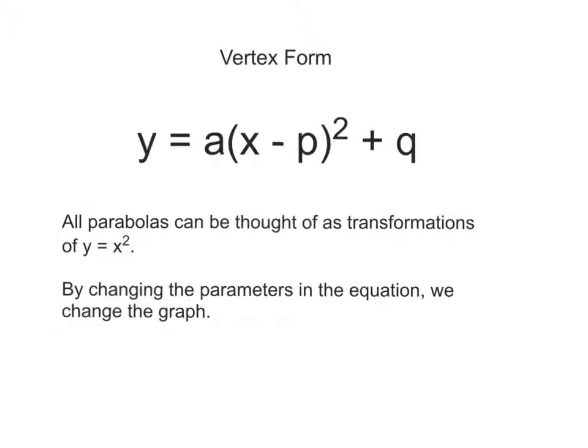All parabolas can be thought of as transformations of y equals x squared. So y equals x squared is like your parent function, your basic quadratic function, and then changing the a, p, and q values, adding something to the x or to the end or multiplying it by something, changes the way it looks, so it transforms the graph. By changing the parameters in the equation, we change the graph.